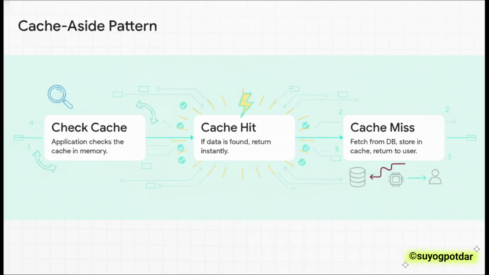It goes like this. Step 1. The app checks the memory cache. Step 2. If the data is there, boom, instant return. Step 3. If it's not, the app fetches it from the slower database, saves a copy in the cache with a time-to-live expiration, and then gives it to the user. Next time they ask for it, it's instant.